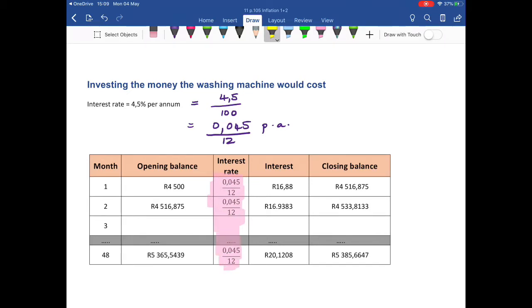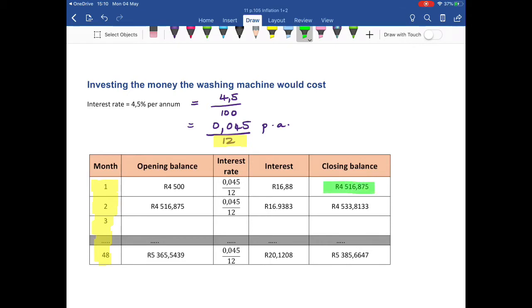The other thing I need to bring to your attention: interest is compounded monthly, so that's why we had to divide by 12, and we have to calculate for adding interest for 48 months, because 4 years, 12 fours are 48. The first ones I've done for you already, so we had 4,500 Rand. We multiplied that by 0.045 over 12 and got the interest of 16.88, and the closing balance, if I added the 4,500 to the interest, which was 16 Rand 88, we would get 4,516.875.